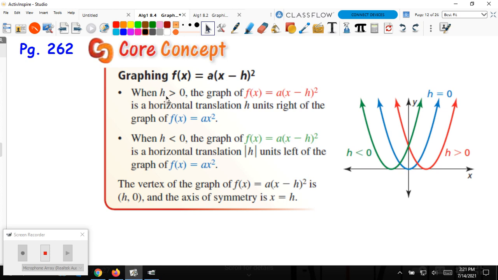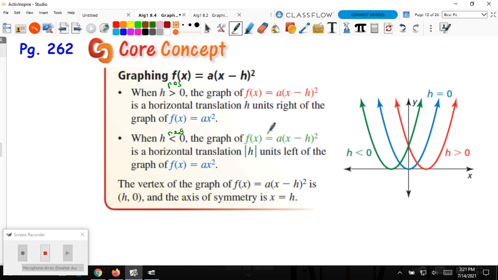That's why it says here, if H is greater than 0, which means positive, then it's going to move to the right. It means when you pull it out, not just looking inside there, but when you pull it out and put it in your ordered pair, and it's a positive number, it's going to move to the right. If H is less than 0 and it's negative there, then it's going to move to the left.